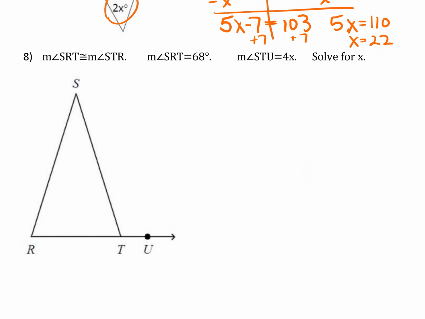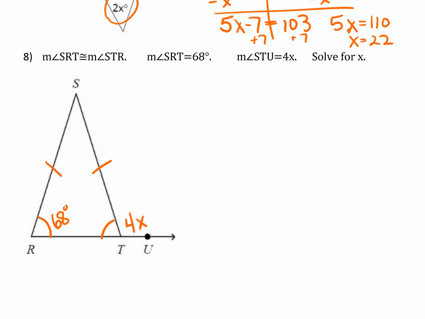All right, let's mark down everything this is telling us. So SRT is congruent to STR. All right, so base angles are congruent. That means I also have congruent sides in case I need them. SRT is 68 degrees. Okay, STU is 4x. Solve for x. All right, a couple ways you could do this.